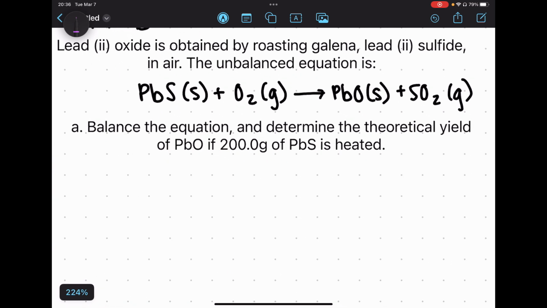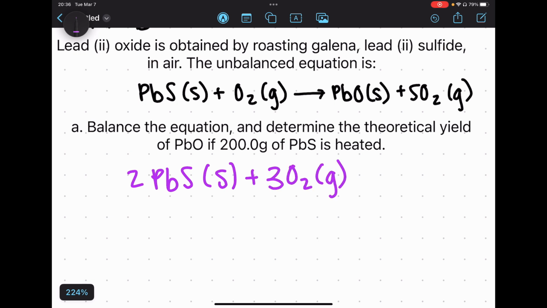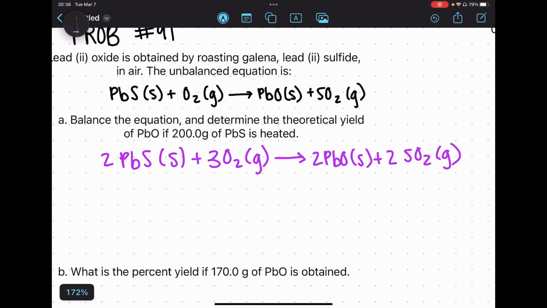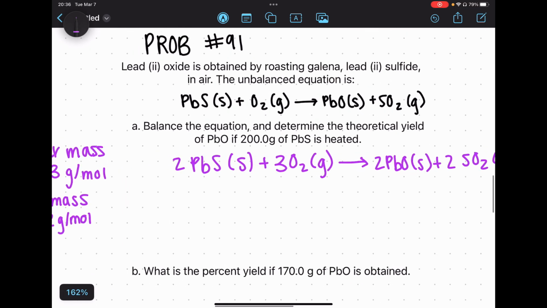So first we have to balance this equation. So let me write out the balanced equation. 2 PbS solid plus 3 O2 gas will form 2 PbO solid plus 2 SO2 gas. So now that we have the balanced equation, we know the molar ratio between all the different reactants and products.